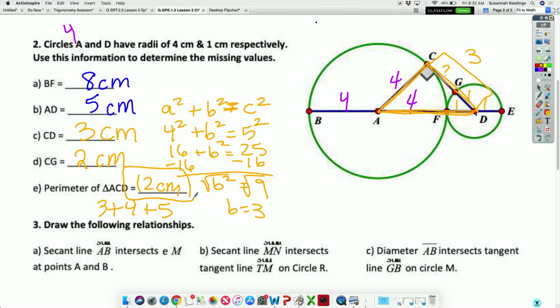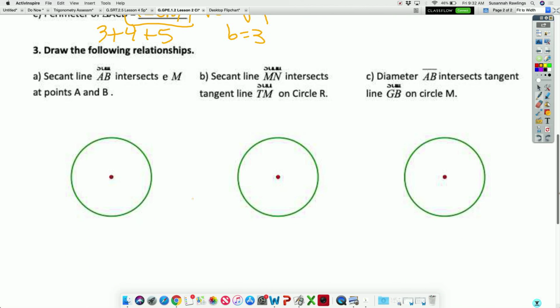Okay, last 3, we're just drawing the lines that they want us to. So grab your ruler again. That's supposed to be a circle. I think I changed all the rest of these to lines for you. Okay, so we're just going to draw the line that they're telling us to draw. So secant line AB intersects circle M at points A and B. We name the circle by the center. So if this is circle M, where do I put the M? In the middle. That is the name of my circle, which therefore is the center.